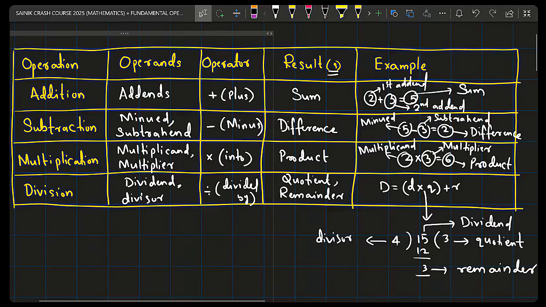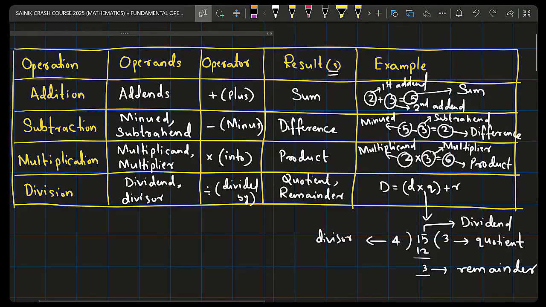And Aryan, any doubts? Sir, in the word dividend and divisor, D is always capital? Yeah, dividend, to remember, it is a big number like capital. It is capitalized, and divisor is a small number which is dividing, so we use small d. Okay, sir.